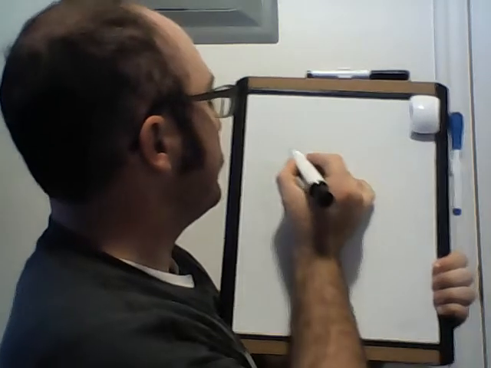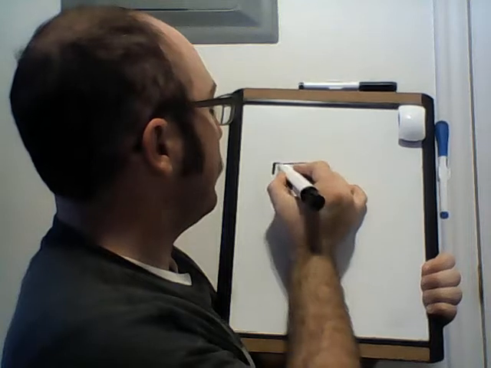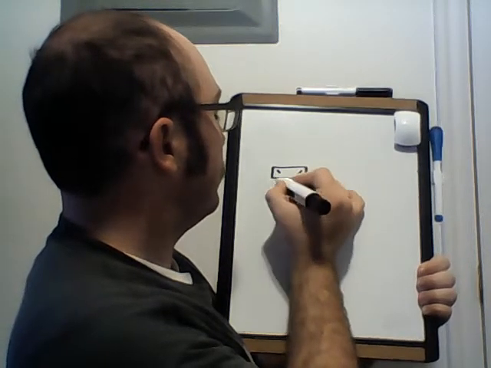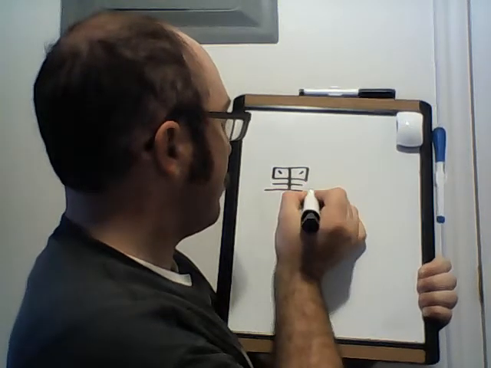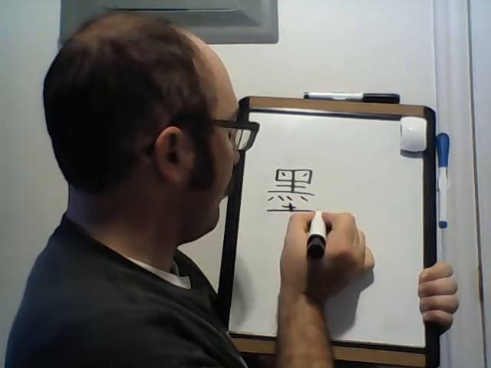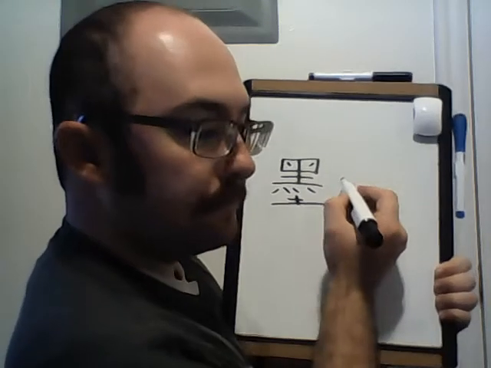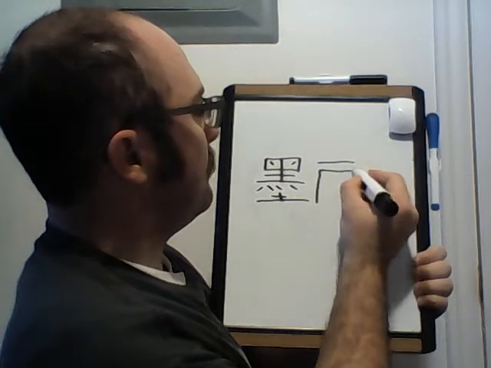Now the thing about country names in Chinese is some countries have more than one name, and we're going to see an example of that today. So the first one we're going to do only has one name.